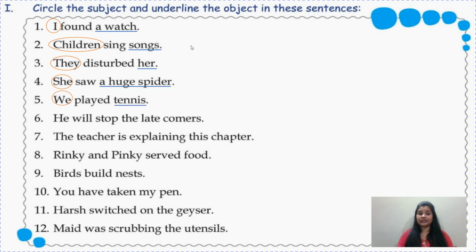He will stop the latecomers. Again, he will be subject. Will stop will be verb. Will is helping verb here, children, and stop is verb. And who is the receiver? The latecomers. So it is object.